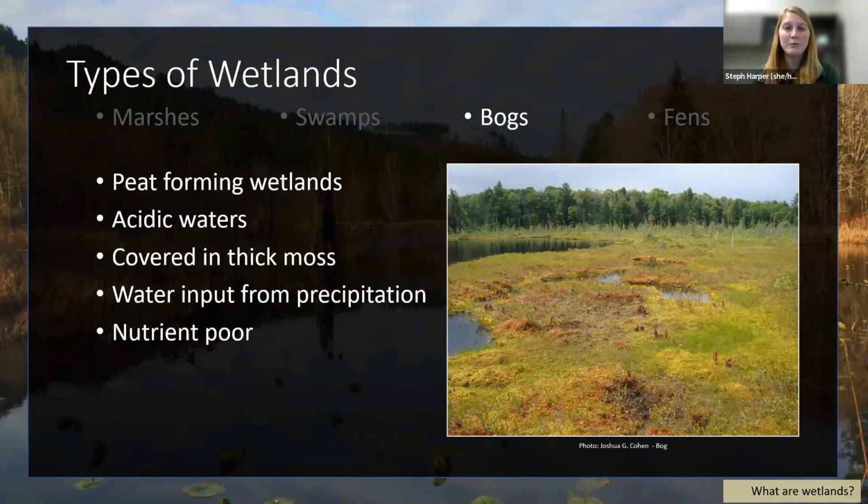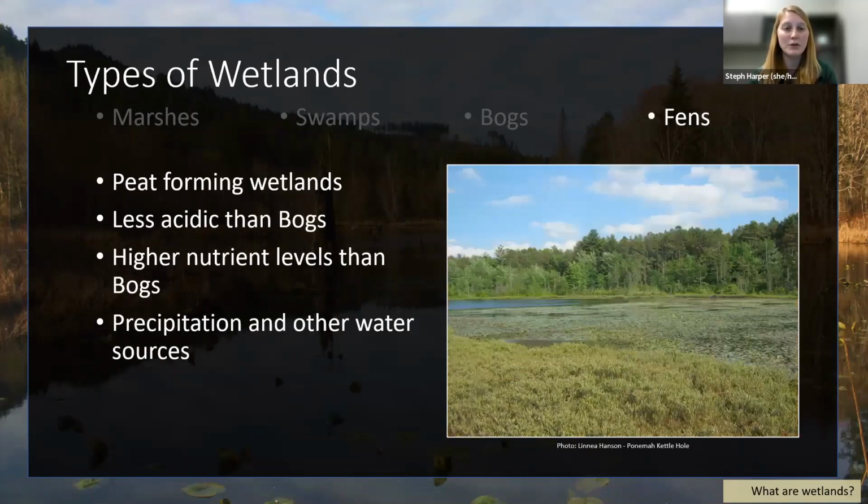Similar to bogs, fens are also peat-forming wetlands. But they tend to be less acidic. They tend to have higher nutrient levels, and this has a lot to do with the fact that they get water inputs in addition to precipitation. So there's a little bit more water flowing in these systems.